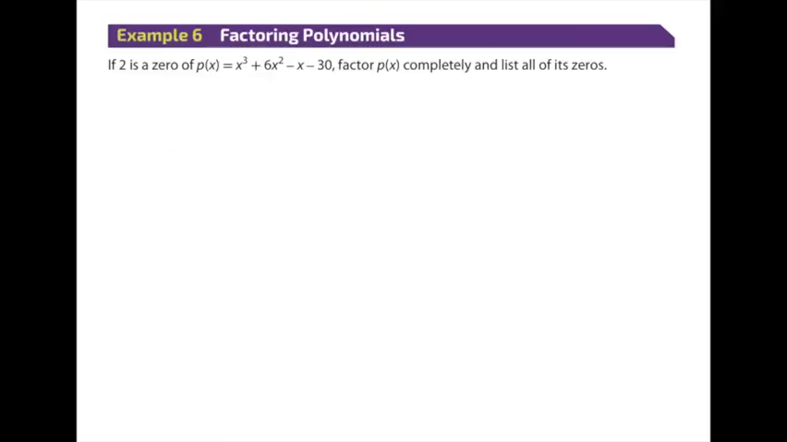I mentioned this a little bit. You can tell if something is a factor by getting a 0 as the remainder, because if you plug it in, you will get a 0, and if you have a remainder of 0, then it is perfectly divisible by that guy, which means he is a factor. And so then you can use that to help you factor the equation, all right?